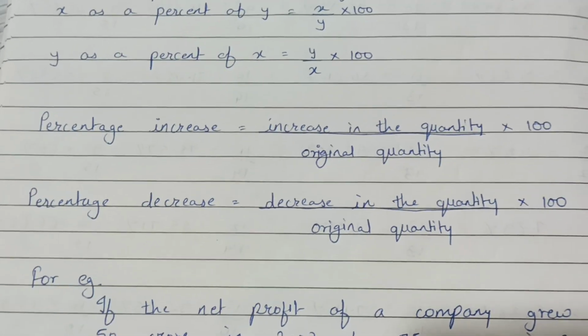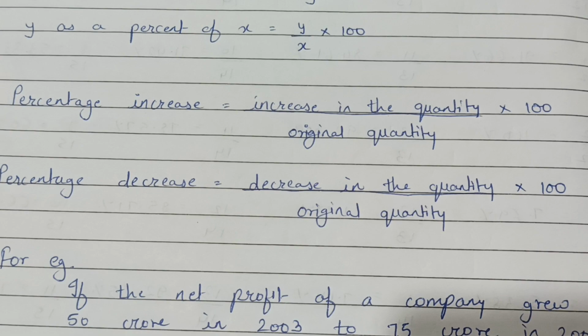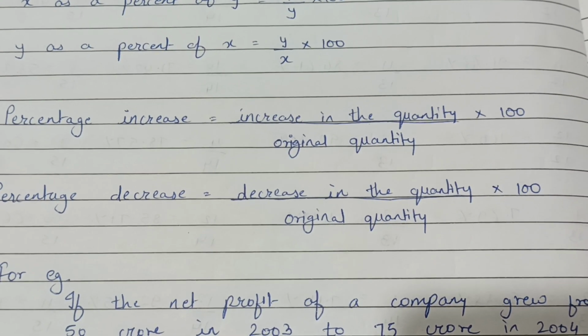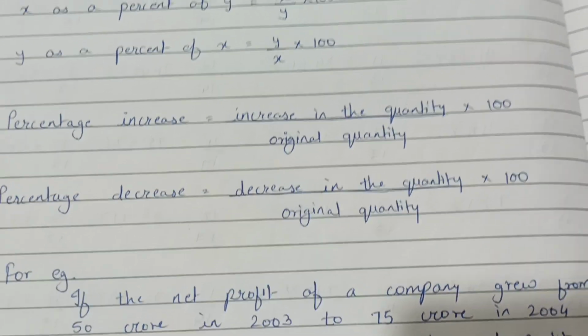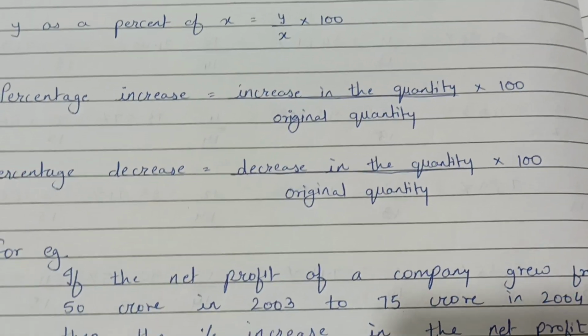It comes to the formula of percentage of increase and decrease. So percentage of increase is increase in quantity into 100 upon original quantity, and percentage decrease is decrease in quantity upon original quantity into 100.